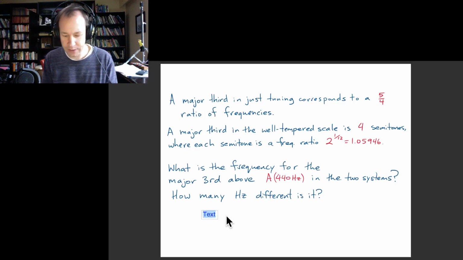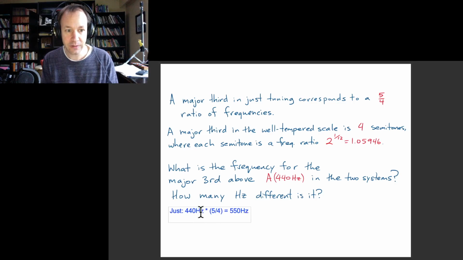So we'll start with the just tuning. That's the easiest calculation here. In that case, what we want to do is take 440 hertz and multiply by the ratio of 5/4. And that just gives us 550 hertz.